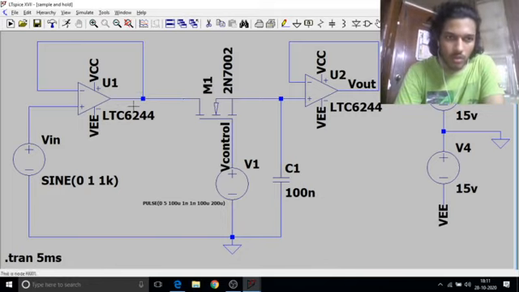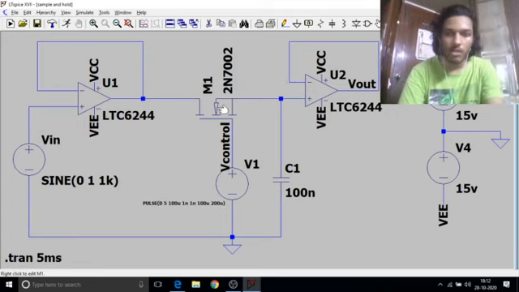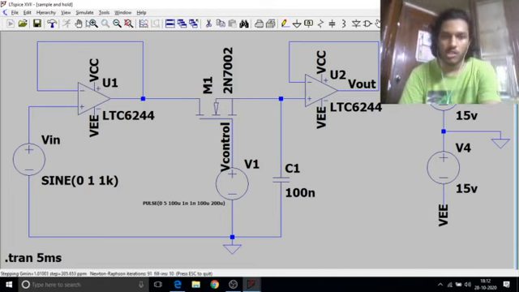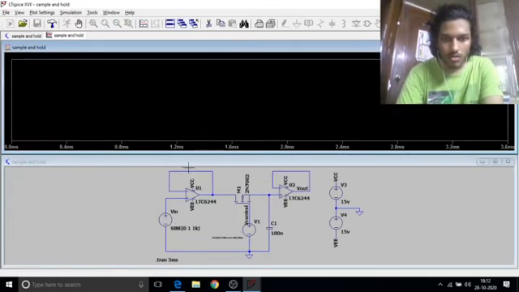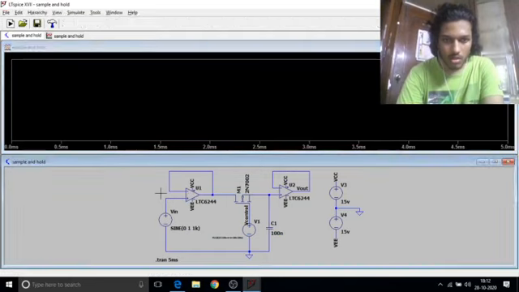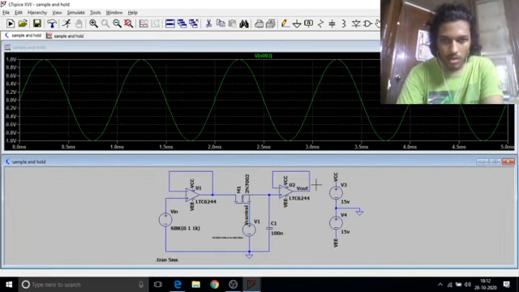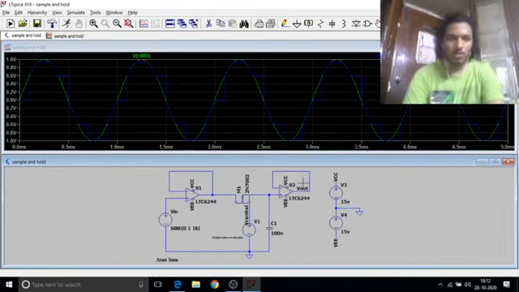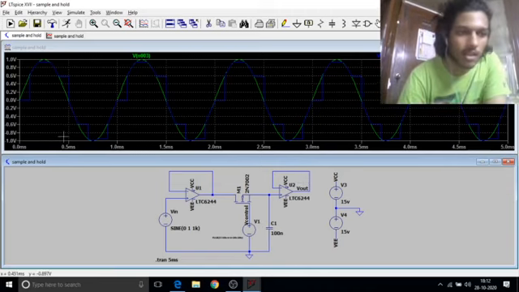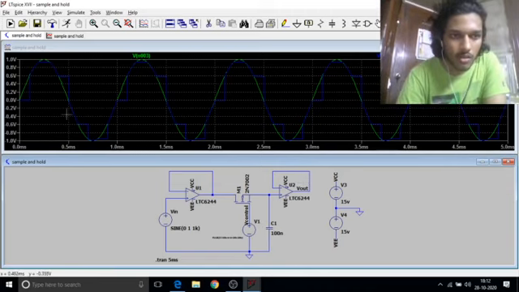The first op-amp I've used is LTC6244. The output is fed back into the input. Similarly for this one, and there's a MOSFET. I'll now run the circuit, and I can see the input and the output. And as we expected, we are getting the samples of the input. There's a bunch of step waveforms in the middle of the input sine wave.